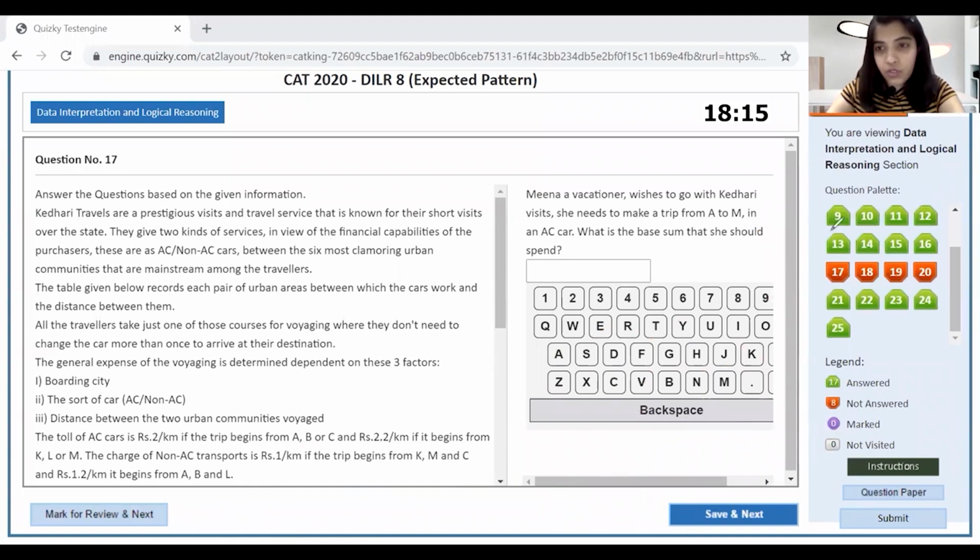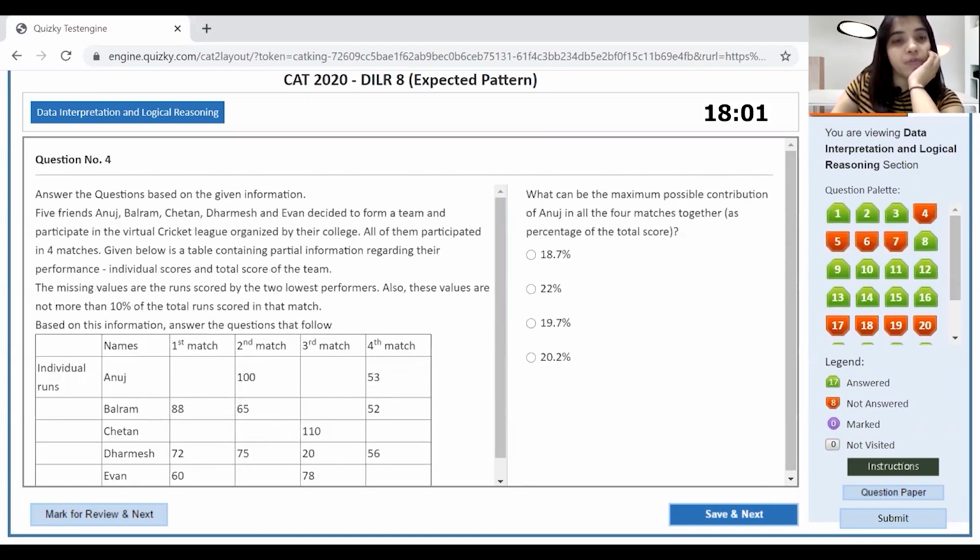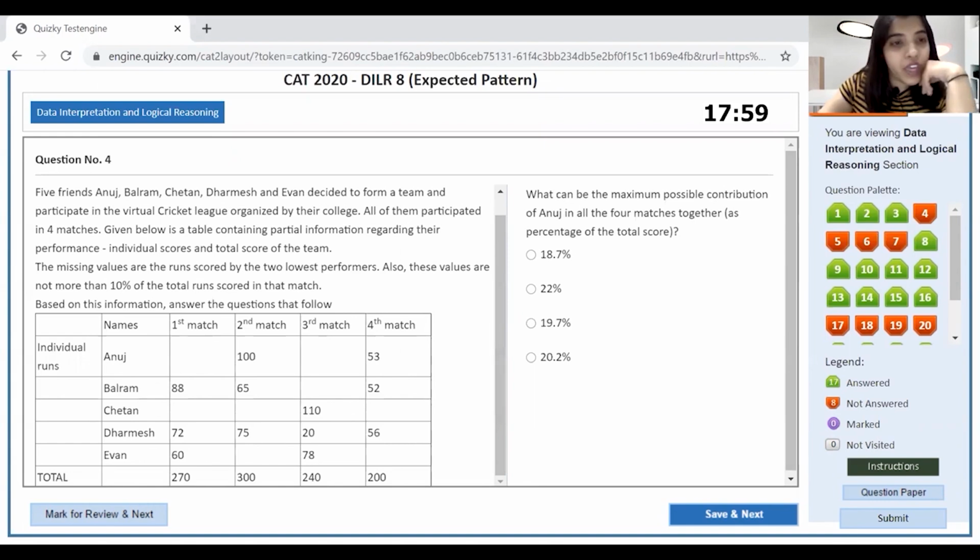Okay, let's do this one first. Actually, let's do the previous one first. So we have 5 friends participate in 4 matches, table containing information. So we have 2 lowest performers. These missing values are 2 lowest performers. And they did not score more than 10% of the total runs scored in that match. Fine. Let's work with it.